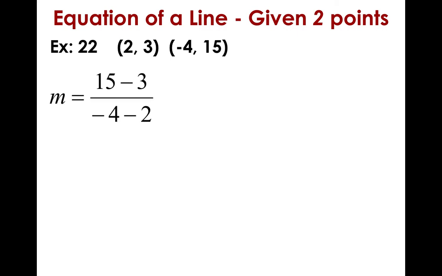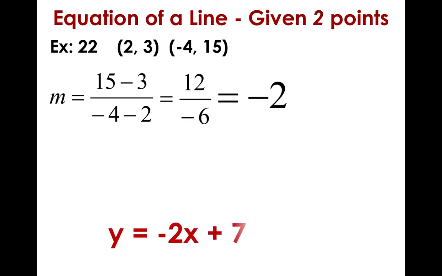Plug everything in. We get our slope to be -2. Go through the process of everything and you get y equals -2x plus 7. Now remember, and I'll go in right here, remember what we're saying. I take either one of these points. Remember, this is x1, y1, this is x2, y2. And I'm going to use it in my y equals mx plus b.